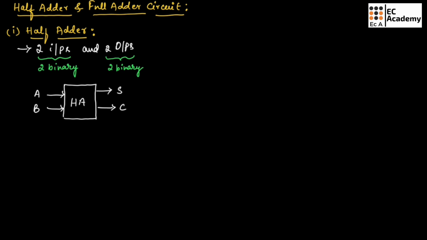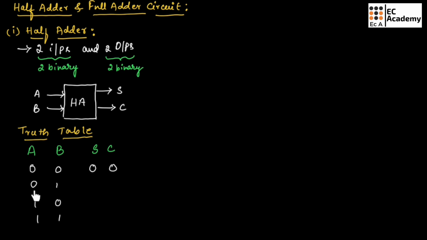Now let us understand the truth table. It consists of two inputs A and B to produce two outputs, sum and carry. Since we have two inputs, we get four combinations of inputs, which are 00, 01, 10, and 11. If we add 0 and 0, sum will be 0 and carry will be 0. If we add 0 plus 1, then sum will be 1 and carry will be 0. In the same way, for 10, sum will be 1, carry will be 0. For 11, sum will be 0 and carry will be 1.